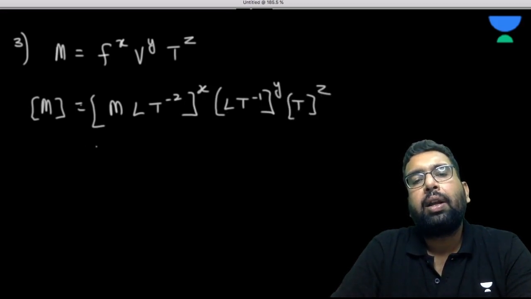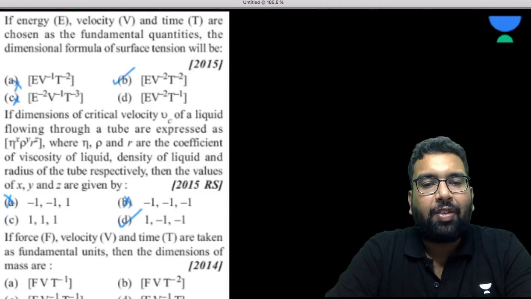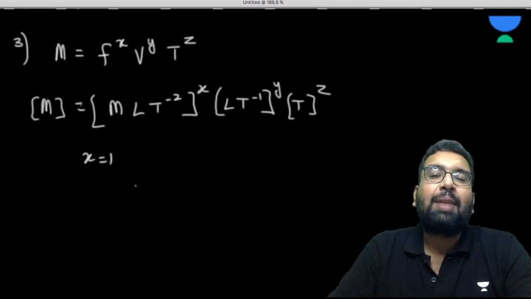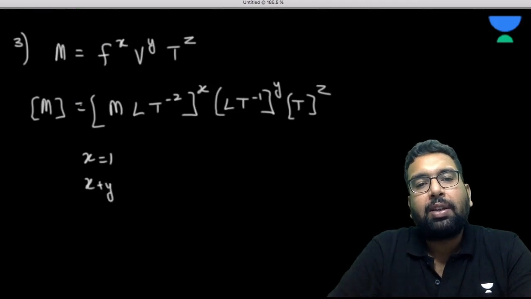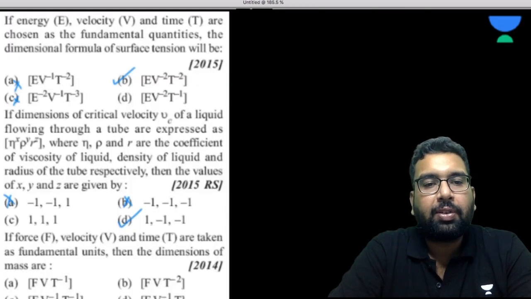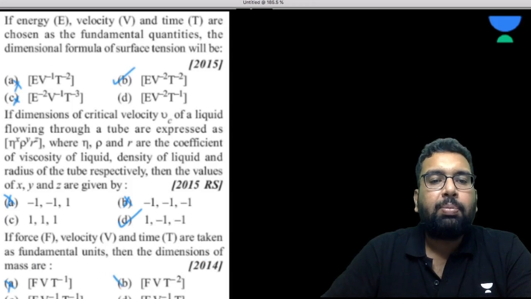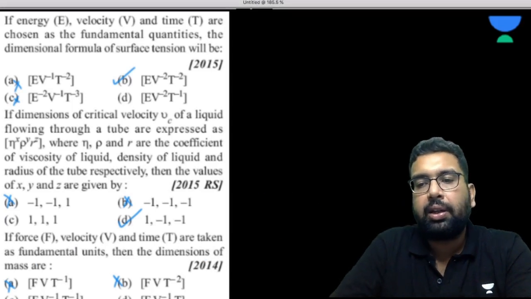From here, right away we can say x is equal to 1. Now let's check the options first. All have F to the power 1, so you can't do anything. Examiners are also smart, not only you. Now x plus y is equal to 0, so y is equal to minus 1. Let's check the options: V to the power minus 1. Now we have narrowed down that the answer would be either C or D.